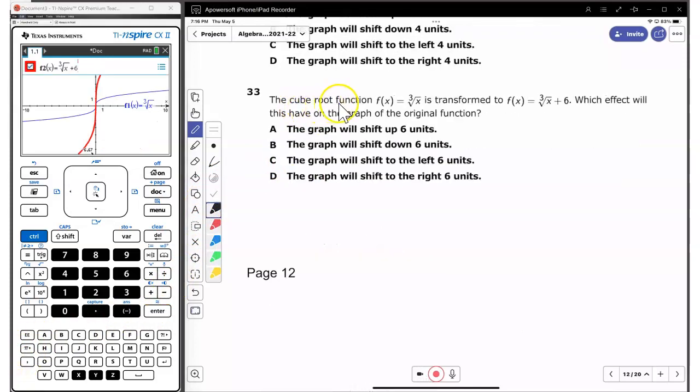The cube root function f of x is transformed to this cube root function plus 6. So the 6, if I just put plus 6, you know it's going to do what? Yep, it's going to go up 6. Your answer is A. So remember, if it's -6, it's going to go down. If it's -6 inside the radical, it goes to the right. And if it's plus 6 inside, it goes to the left.